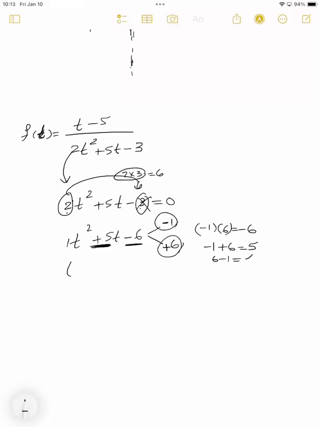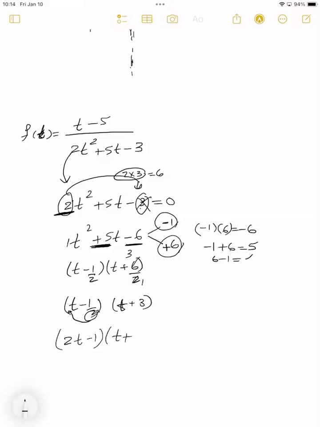You open up the 2 parentheses, you break t squared to t and t. You put negative 1 and positive 6. And then don't forget to divide by 2. You're not done yet. You reduce, you get t plus 3. 6 and 2 are reduced. You get 3 and 1. Since you have a denominator here, move it here. You get 2t minus 1, t plus 3.